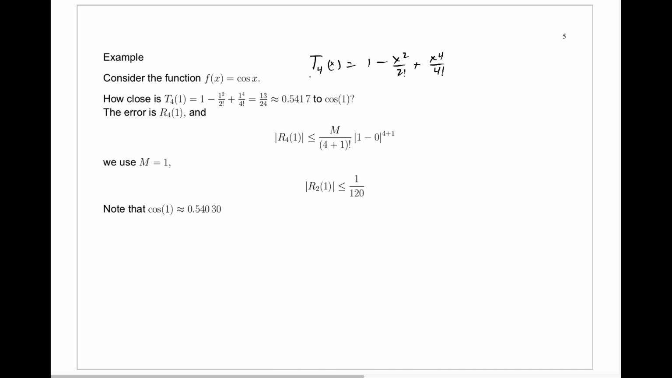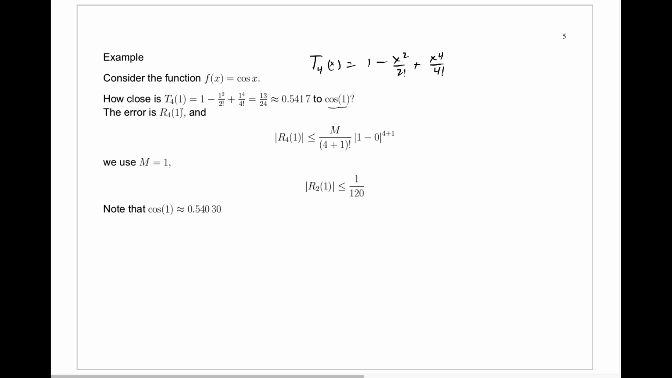Well, T4 of 1 is just what you get when you plug in 1 here. That's 1 minus a half, and then we add 1/24. That's exactly 13/24, which is approximately 0.5417. Here's a question: how close is that 13/24 to the actual value of f at 1, which is just cosine of 1? That's some strange irrational number.